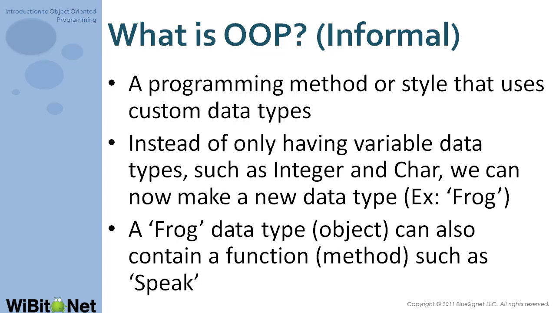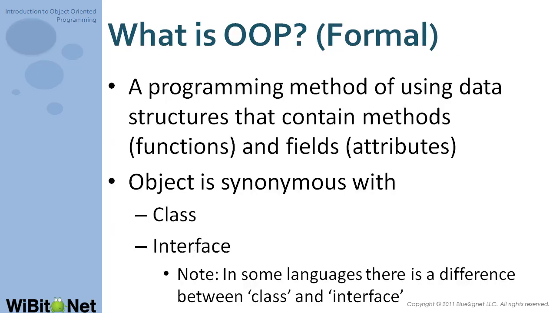So instead of having just a variable like an integer and a char, we're going to have one called a frog data type. Now the difference is these custom data types don't just have members, they can also have methods, or functions. You know them as functions, but forget that you know the word functions, because method is now your new word for functions. So here's a formal definition, Brian. It's a programming method of using data structures that contain methods, functions, and fields, attributes.